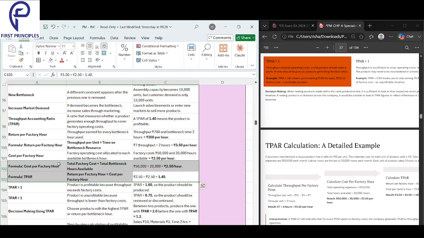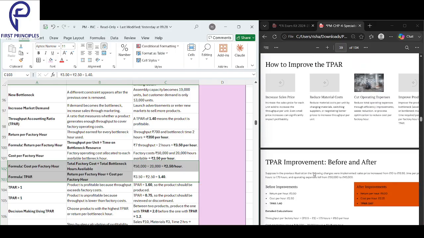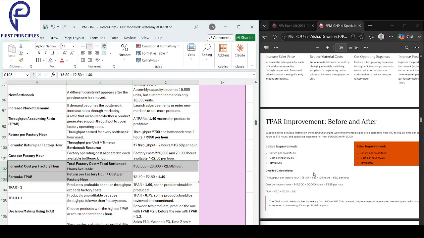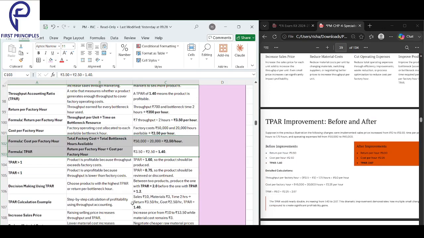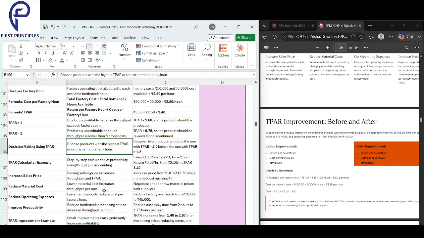Your product is profitable if it's greater than 1. If it's less than 1, it's not really that profitable. So is it greater than 1, or is it less than 1? Choose the products with the highest TPAR. Whichever products have the highest, just go for that. Make sure you go for the product that has the highest TPAR.